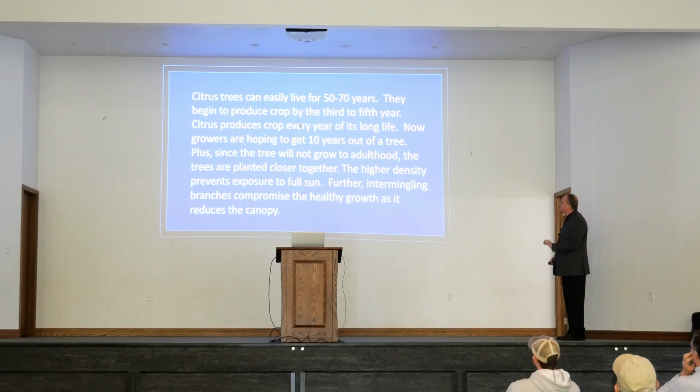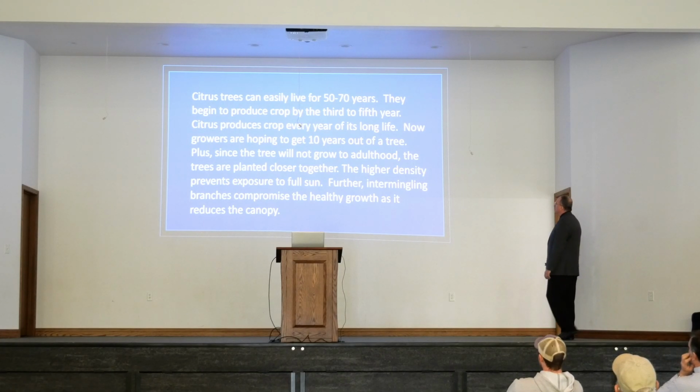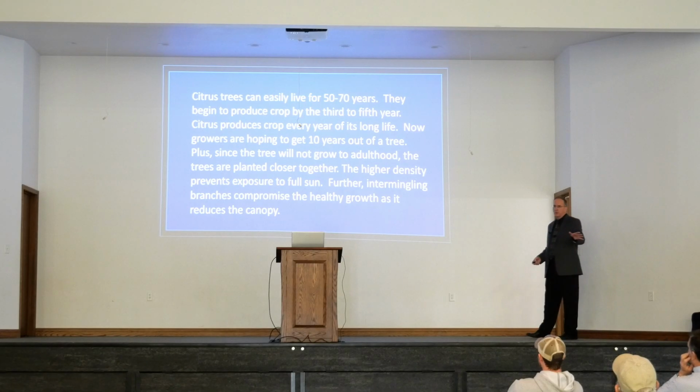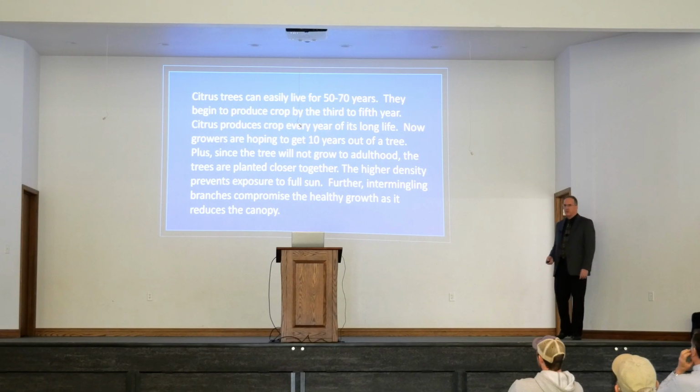Citrus trees can easily live for 50 to 70 years. They begin to produce crop by about the 3rd to 5th year, and that's only because of grafting. Normally it would take them a little bit longer. Citrus produces crop every year of its long life, unless we have a deep freeze. Now growers are hoping to get 10 years out of a tree.